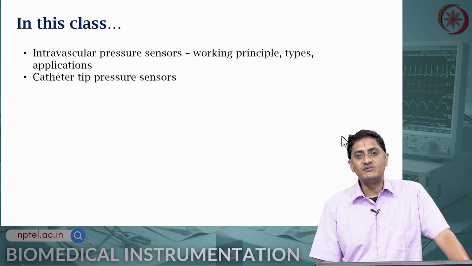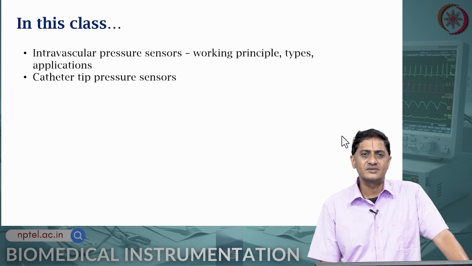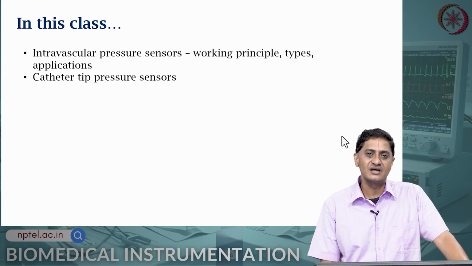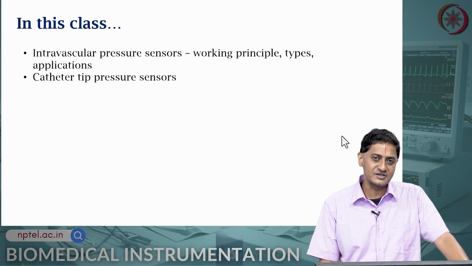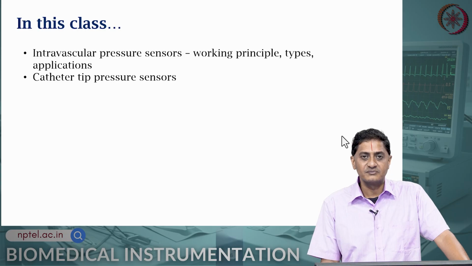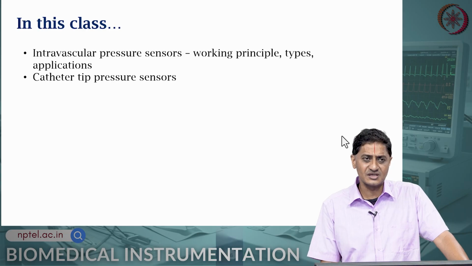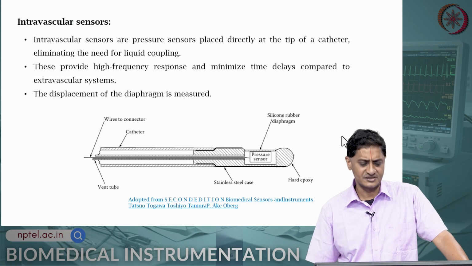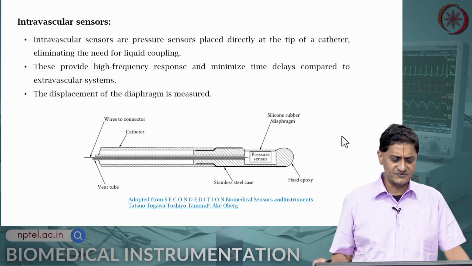In this video, we will look at intravascular pressure sensors, that is those that have a sensorized catheter tip that are really small, diameter of approximately 1.67 mm, one type of catheter, that have a sensor at the tip. We will discuss the working principle, the types of sensors that are used and the applications, and what are the various catheter tip pressure sensors that are available. We looked at this in the previous video.